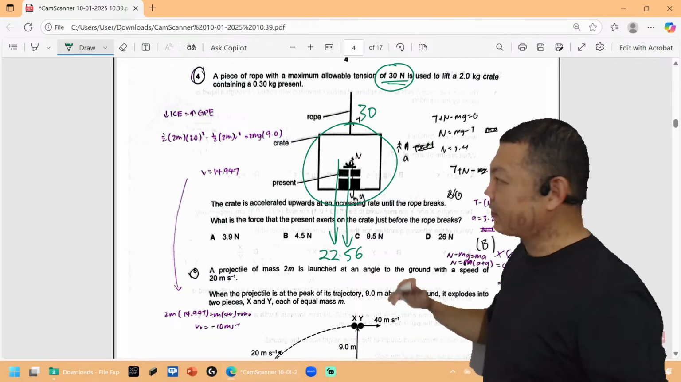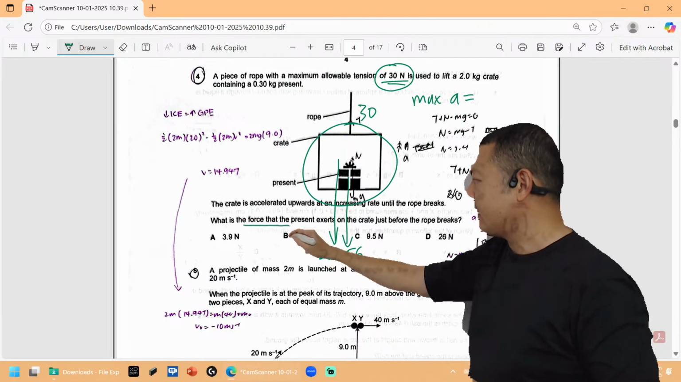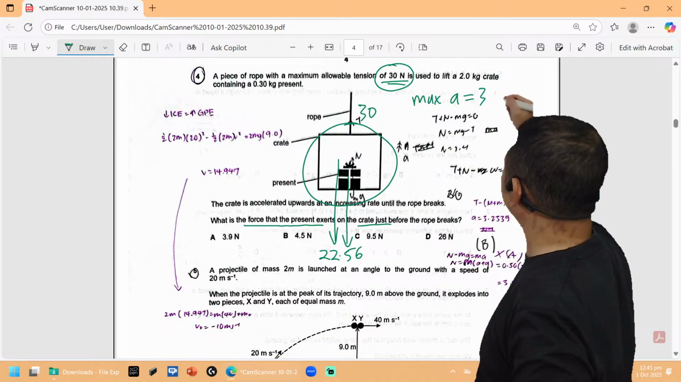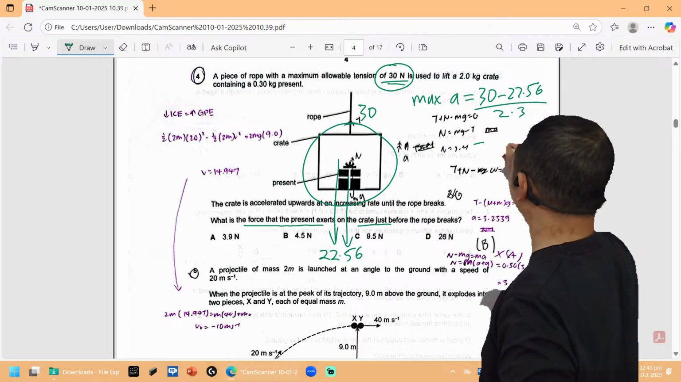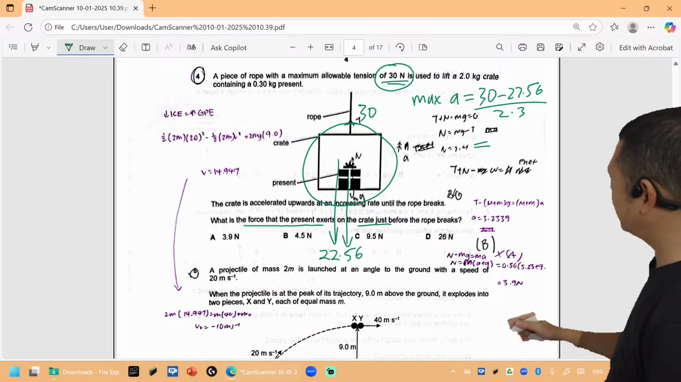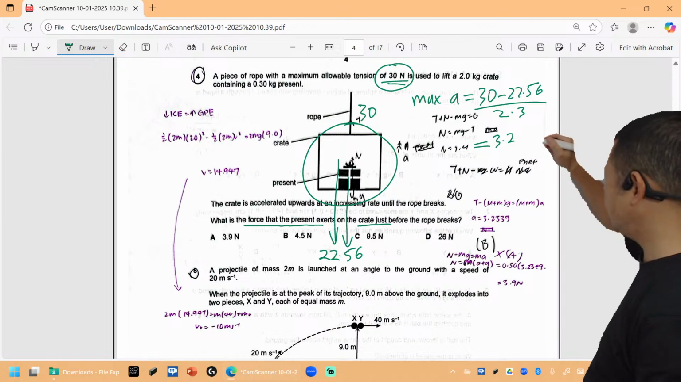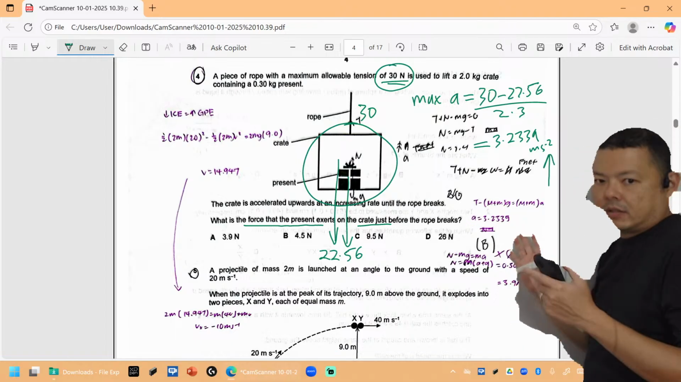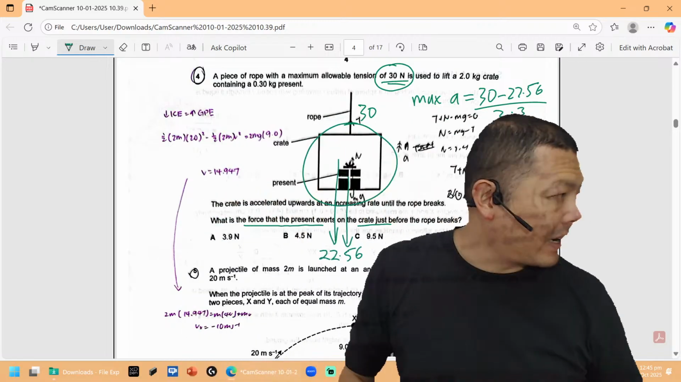Yeah, we find the maximum acceleration first. Max a. I know the question is what's the force that the present exerts on the crate, but we'll do that later. What's the maximum acceleration first? So 30 minus 22.56, then divided by the total mass of 2.3 kg. So what's your maximum allowable acceleration here? It's 3.2339 meters per second squared, upwards. That's the maximum allowable acceleration before the rope breaks.